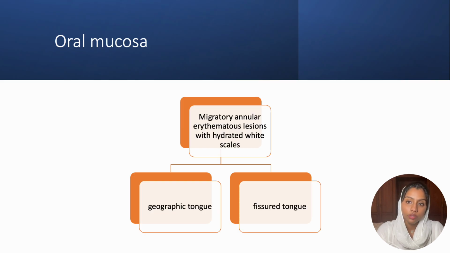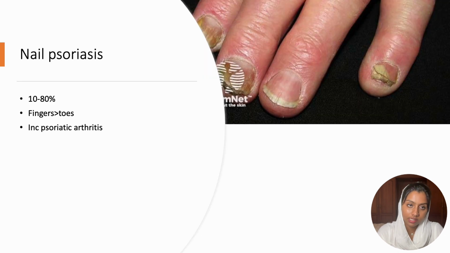Coming to the oral mucosal involvement, here you can see that there might be geographic tongue, there might be fissured tongue as a part of psoriasis. There might also be migratory annular erythematous lesions with a hydrated scale. So these are the mucosal lesions in case of psoriasis.